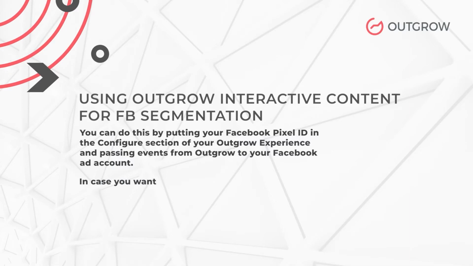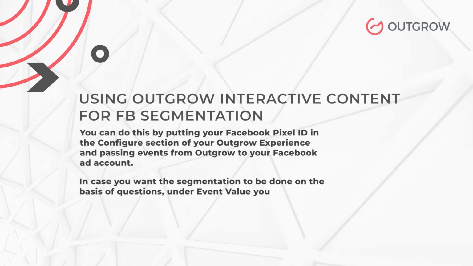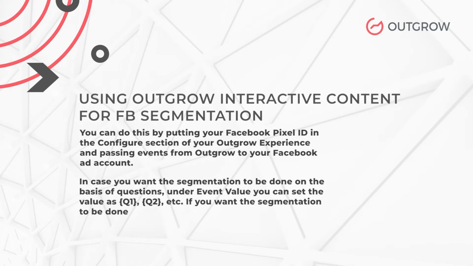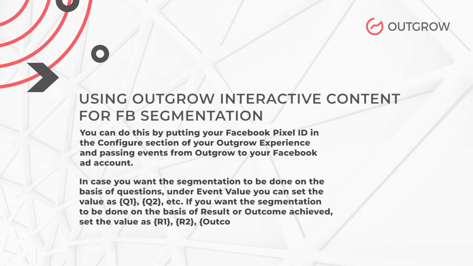In case you want the segmentation to be done on the basis of questions, under Event Value, you can set the value as question 1, question 2, etc. If you want the segmentation to be done on the basis of result or outcome achieved, set the value as R1, R2, outcome 1, outcome 2, etc.